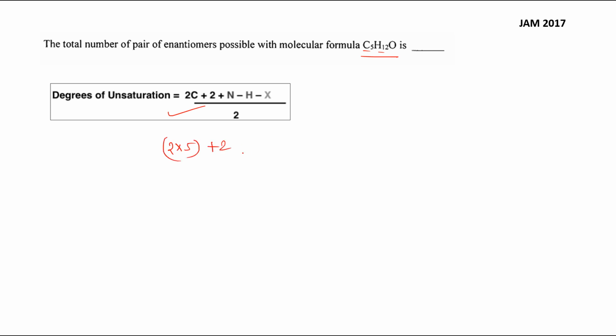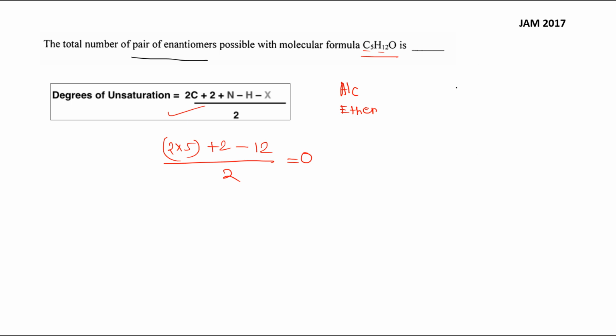We do not have any nitrogen or halogen, but we have hydrogen. So basically what we are getting is 0. So here the double bond equivalent, or degree of unsaturation, we are getting 0. So double bond is not present. That means it will be either alcohol or it will be ether. These two are the possibilities. Now if I say that it is alcohol, then what will be the possible structures? Because once we draw the structures, only then can we understand whether there is any chiral center or not, and then the question of enantiomer arises.